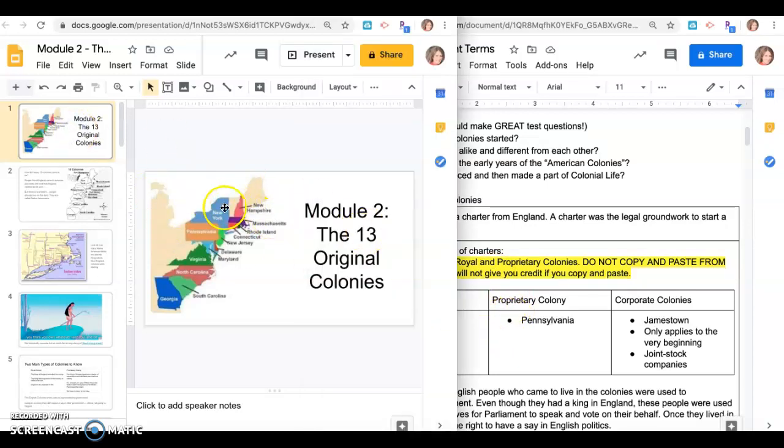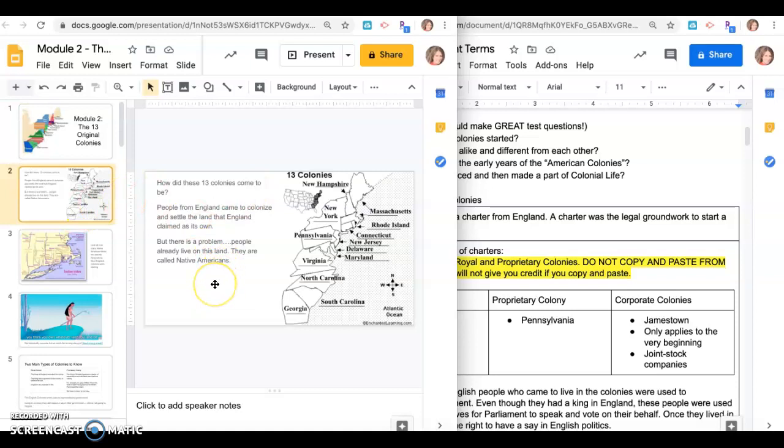So the 13 original colonies, here they are. Hopefully you're familiar with the names and locations of where these colonies are located. So how did these 13 colonies come to be? People from England came to colonize and settle the land that England claimed as its own, but there's a little bit of a problem when we talk about the starting of these 13 colonies. There were people that were already living on this land, and the people are called Native Americans. So it was an interesting concept that England came over and staked claim to territory that people already lived on.